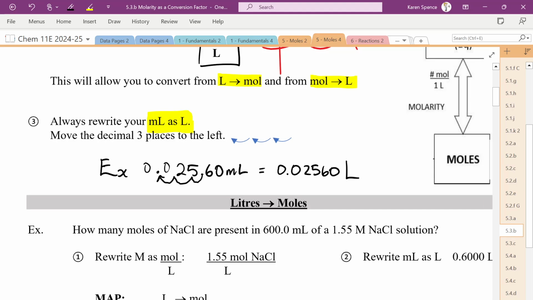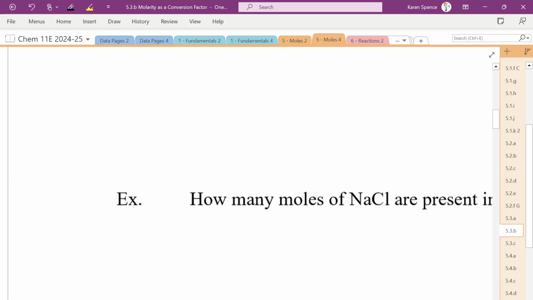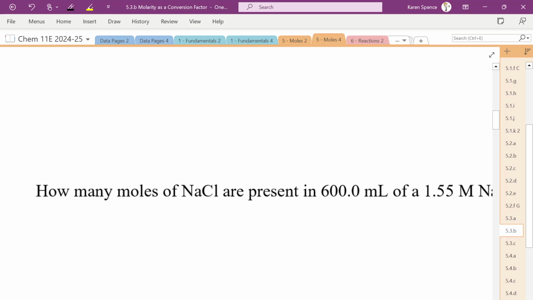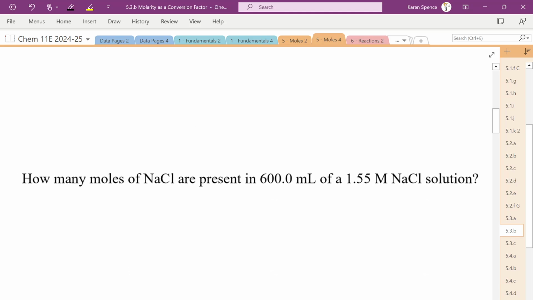So the question is written out for you here, but I'm actually going to solve it over here so that we can look at how we would attack a problem like this. So remember the two things you need to do. Firstly, you need to change molar to moles per liter. And the second thing you need to do is change milliliters into liters. So let's do that. Our 600 milliliters becomes how many liters?